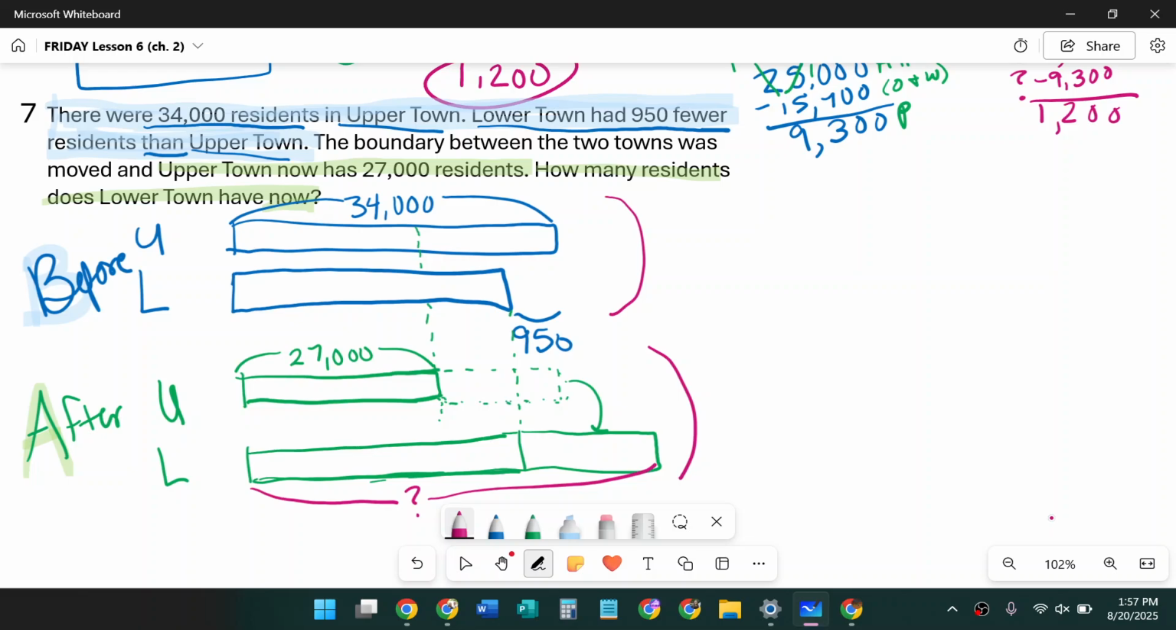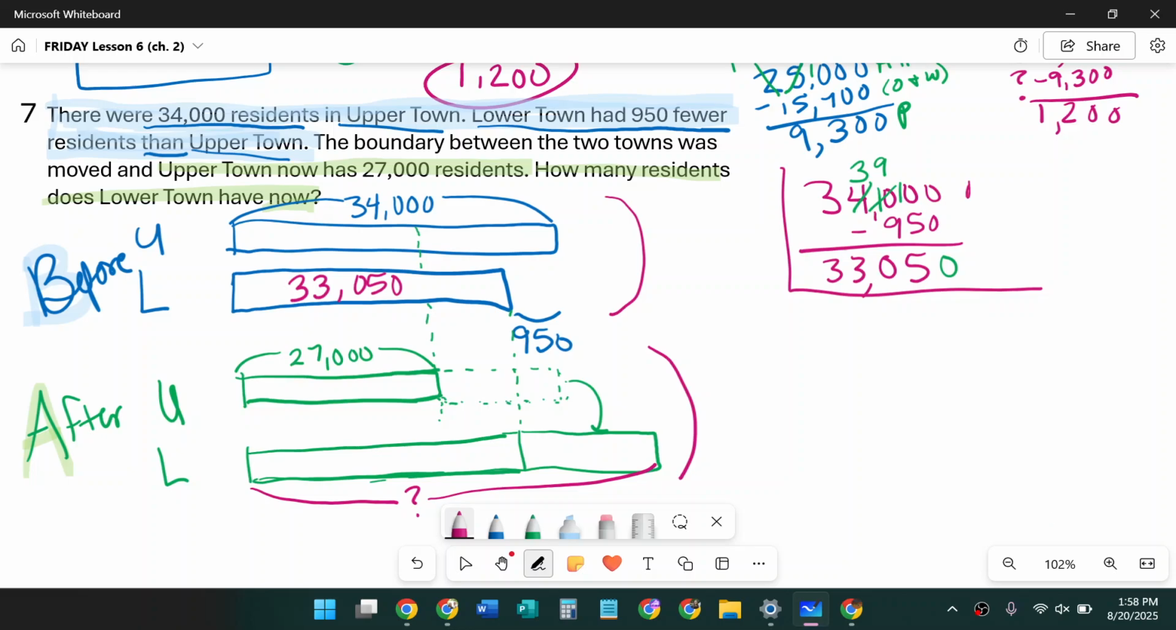All right, so up here, if we have 34,000 in Uppertown and the other has 950 fewer, we can subtract that number because it's like a whole and a part and a part. All right, so 950, that's a 0. I'm going to regroup and take 1,000 and turn it into 10 hundreds. And I'm going to do that again, so I have 10 tens. Now I can finish subtracting. 5, 0, 3, 3. Okay, so this is 33,050.